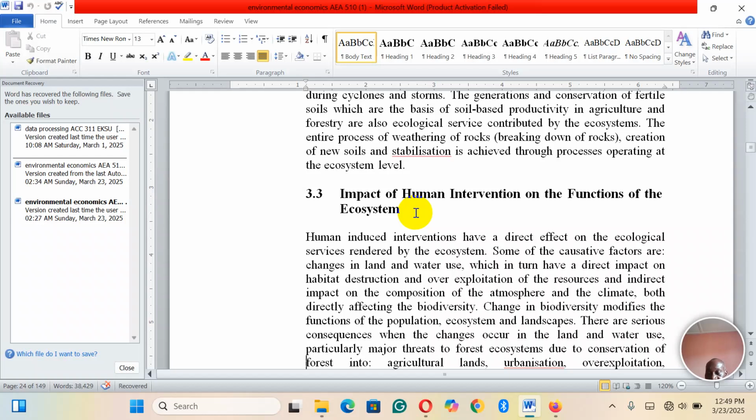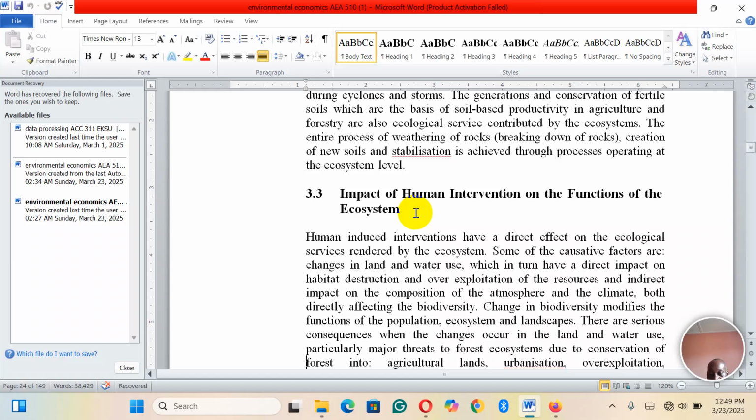So some of the causative factors are change in land and water use, which in turn have a direct impact on habitat destruction and over-exploitation of the resources, and also indirect impacts on the composition of the atmosphere and the climate, which also directly affect the power system.